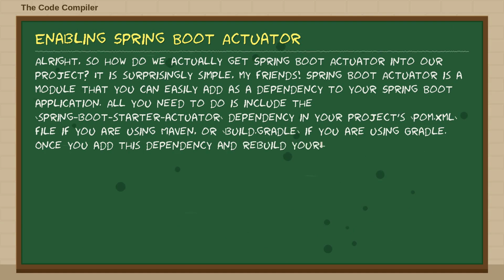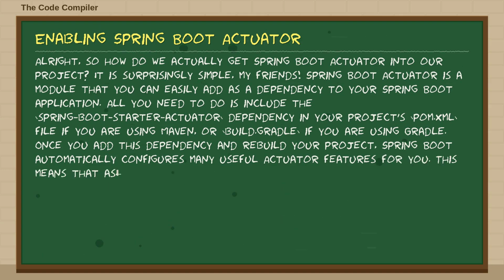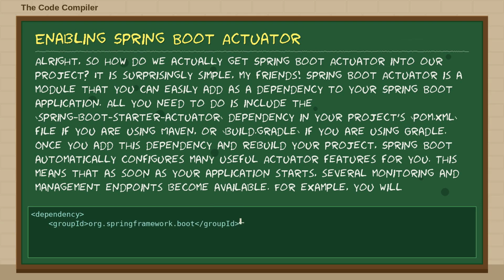Once you add this dependency and rebuild your project, Spring Boot automatically configures many useful actuator features for you. This means that as soon as your application starts, several monitoring and management endpoints become available. For example, you will automatically get endpoints like health and info exposed. This is the first crucial step to unlock the power of Actuator. Let us see the pom.xml snippet now.